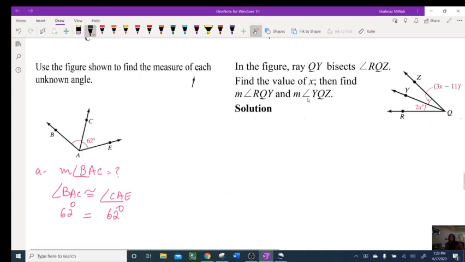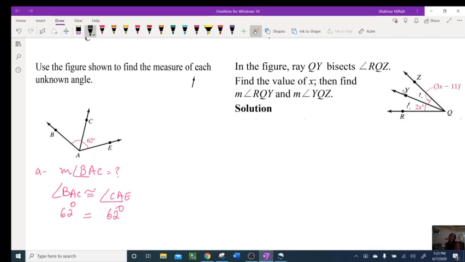In the figure, ray QY bisects angle RQZ. Find the value of x, then find the measure of angle RQY and the measure of angle YQZ. So technically I'm looking for this angle measurement and this angle measurement.